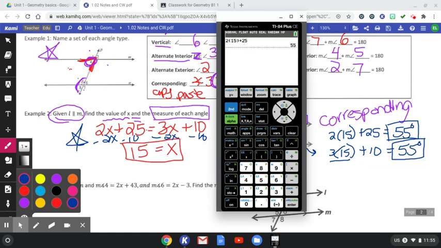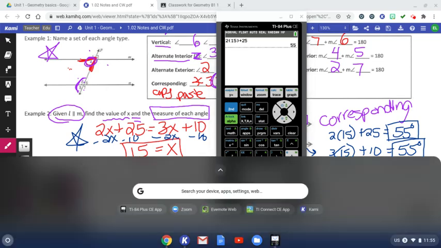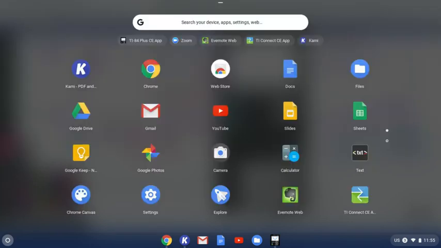All right. And if you have the Chromebook and you click on your little launcher down here in the up arrow, you should find your graphing calculator. If not, please let me know.